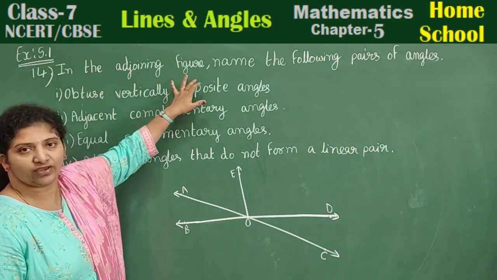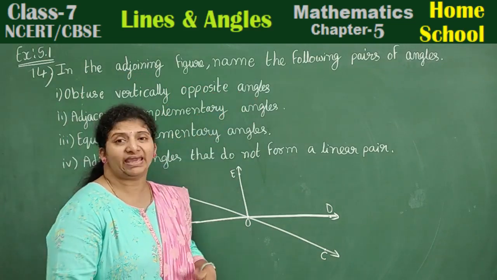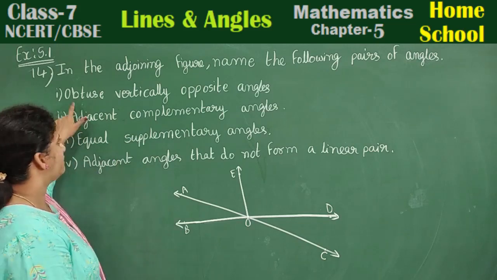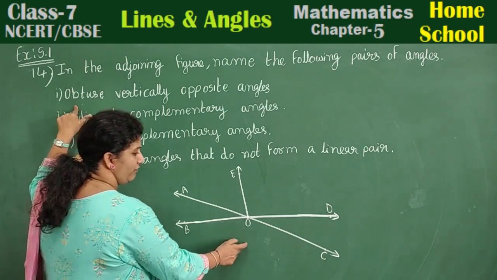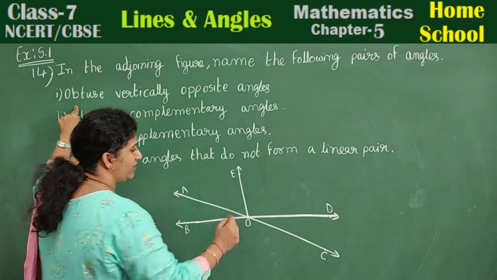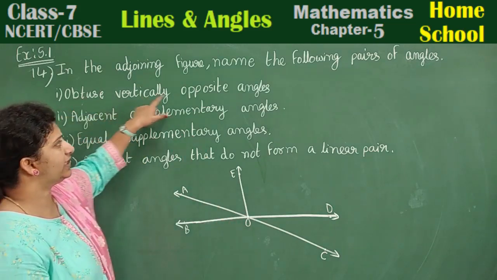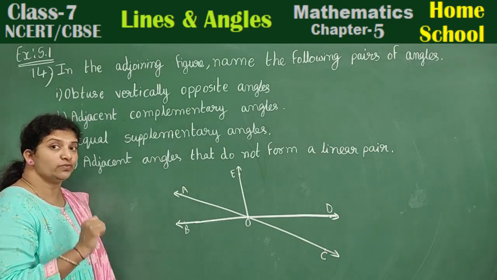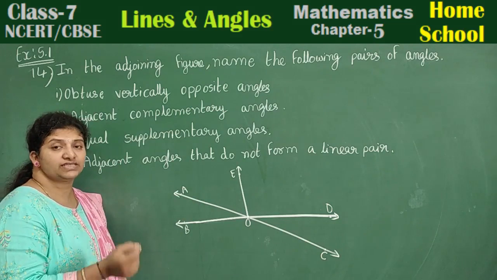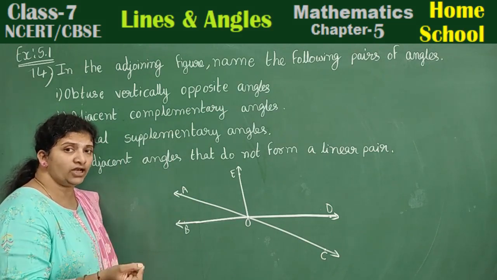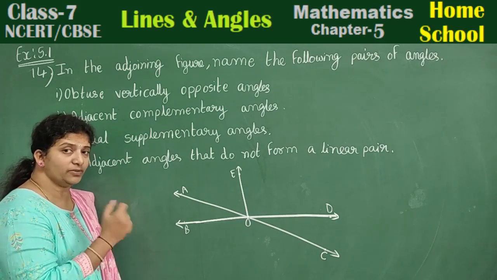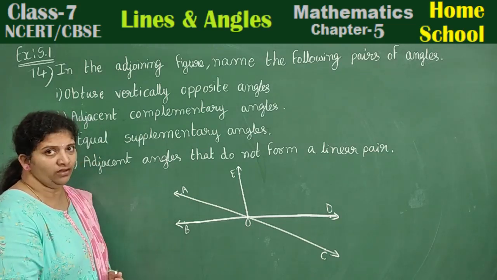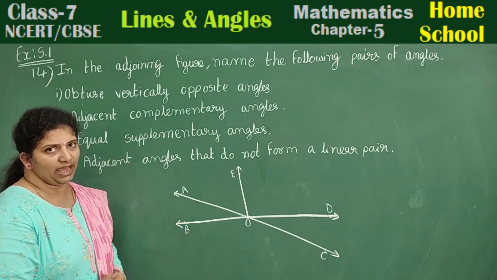In the adjoining figure, name the following pairs of angles. In this, you can see 4 sub-questions. First sub-question, you can see the adjoining figure. They have given the figure. This is the figure. Obtuse vertically opposite angles. Try to identify obtuse vertically opposite angles. We have seen what are acute vertically opposite angles. If one pair is acute, the other pair will be obtuse. Now you need to identify in this figure obtuse vertically opposite angles.